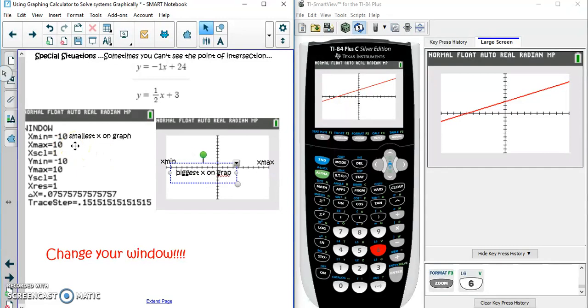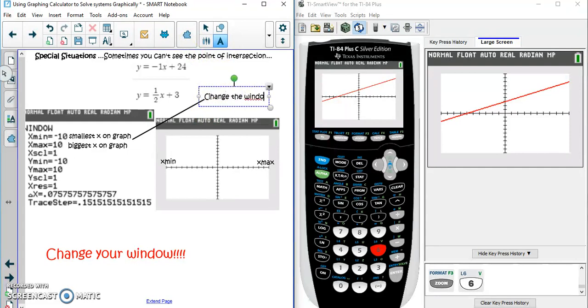What I want you to associate with x min and x max is that those two things can change the window left and right. Meaning if I want to go further left, I would change my x minimum. If I want my graph to go further right, I would change my x maximum. Y minimum is the smallest y value on your graph, and y maximum is your biggest y value on the graph.